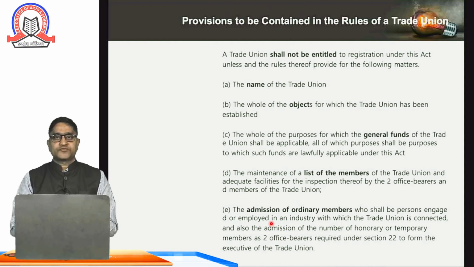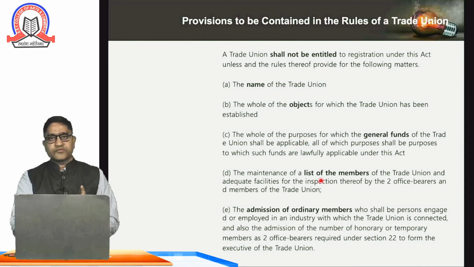Coming to the next point, that is the provisions to be contained in the rules of the trade union: a trade union shall not be entitled to registration if the following conditions are not satisfied. If they are not giving the names, if the objects of the trade union are not given, and the purpose for which the general funds are being used is not properly explained to the registrar and the registrar is not satisfied, then the trade union registration is not given.